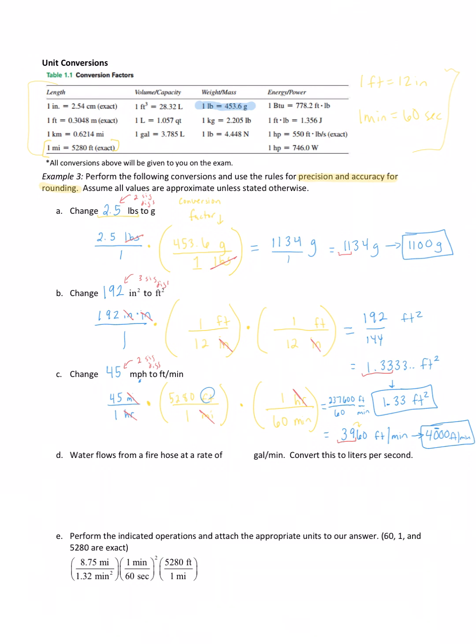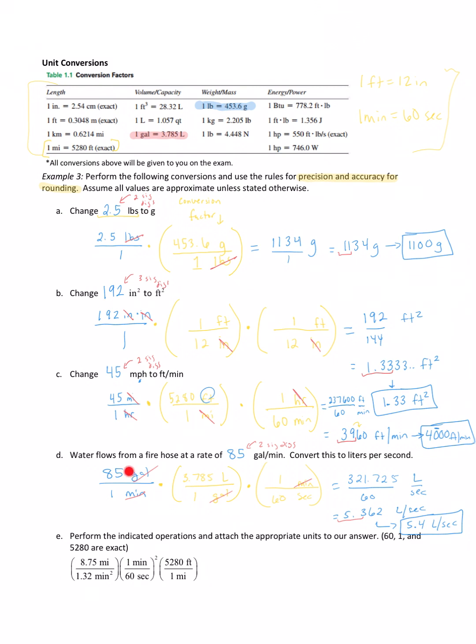Okay, the next one. Water flows from a fire hose at a rate of 85 gallons per minute. Convert this to liters per second. I want you to try this one on your own. It is going to be similar to letter C because we have 2 different units in the original measurement. Again, look at the chart to find your conversion if you don't know it. Pause the video, try it out. We should get an answer here of 5.4 liters per second.